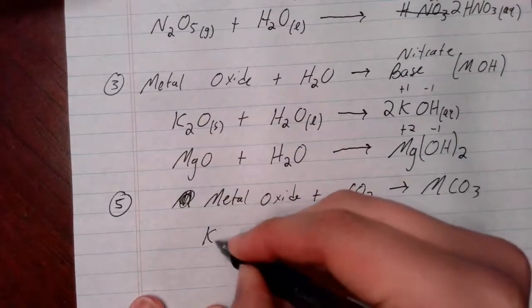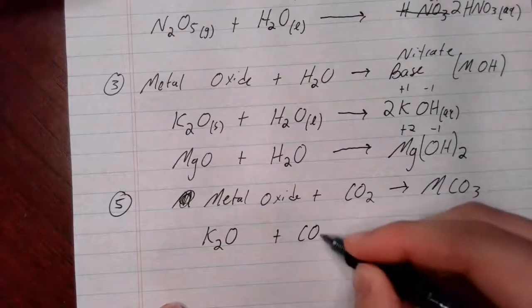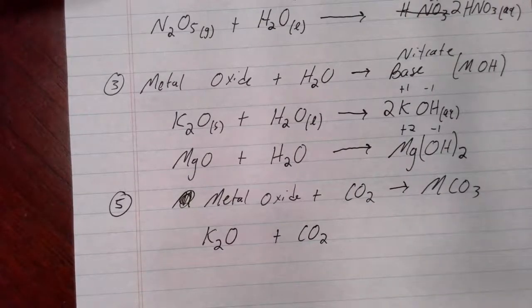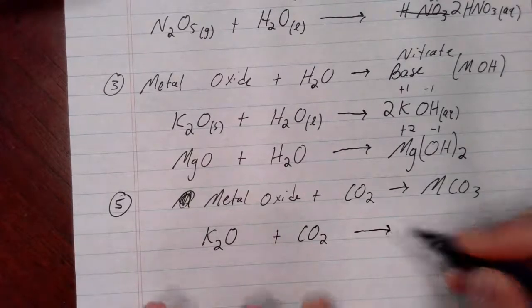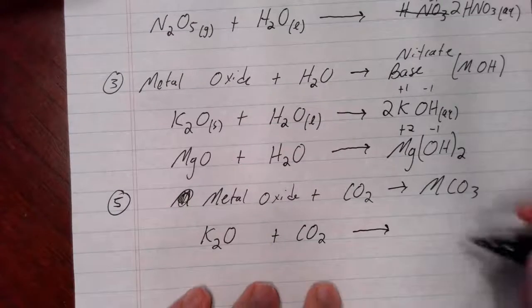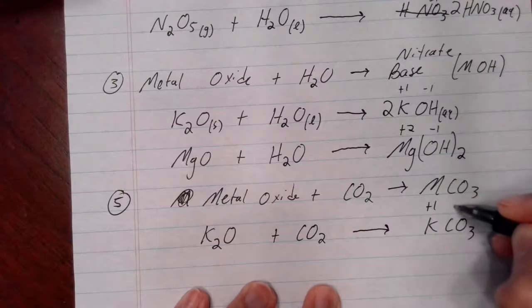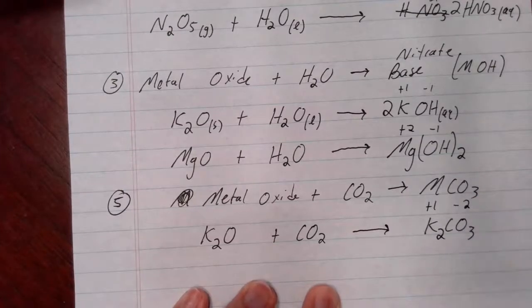If I have K2O, first I have to recognize that this is a metal oxide. Then I have CO2. If I gave you phase symbols, we could worry about this, but for now we'll just leave the phase symbols off here. You do have to recognize metal oxide plus CO2. Once you recognize that pattern, you remember, oh, it's just a metal carbonate. So KCO3, check my charges, plus 1, minus 2. Those don't cancel, so I cross my charges, get K2CO3. Now I go back and balance the reaction, but in this case it's already balanced, so we're in good shape to go.